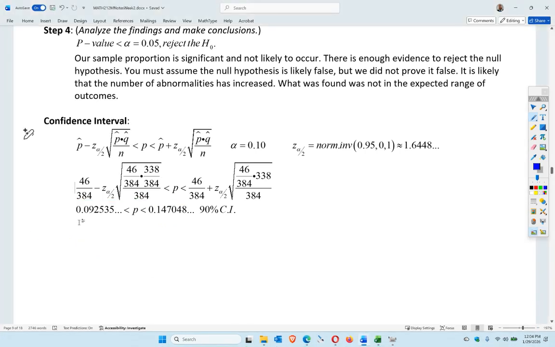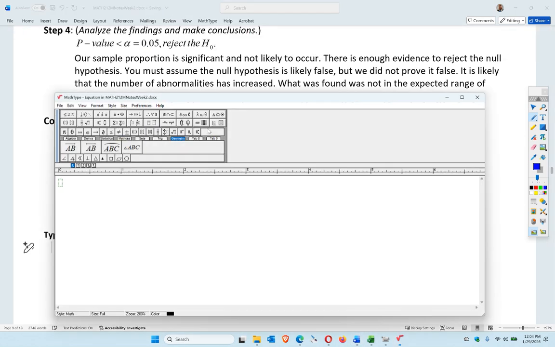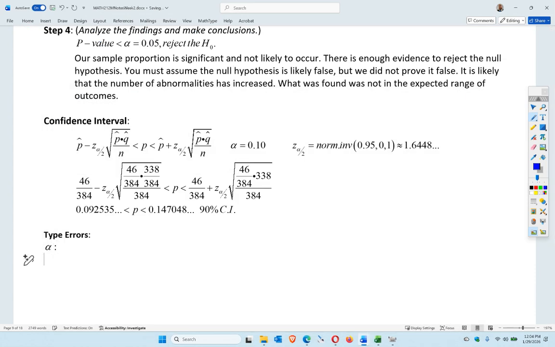So, all right, type errors. That's the last piece. Type errors. So we have, let's make that bold. Okay, we have alpha, and we have beta.